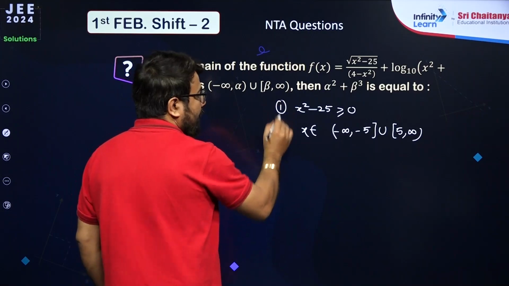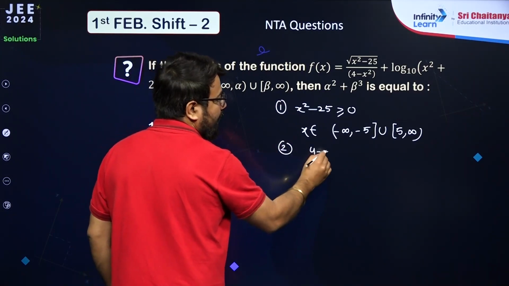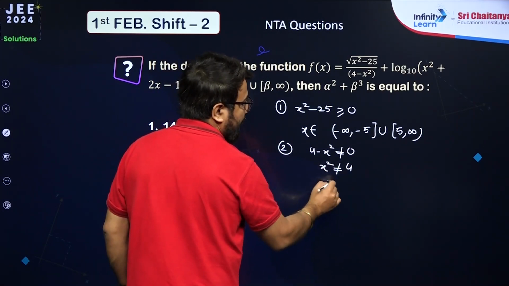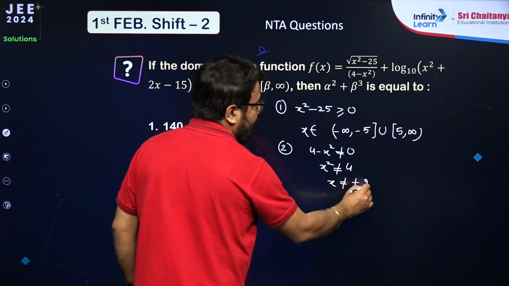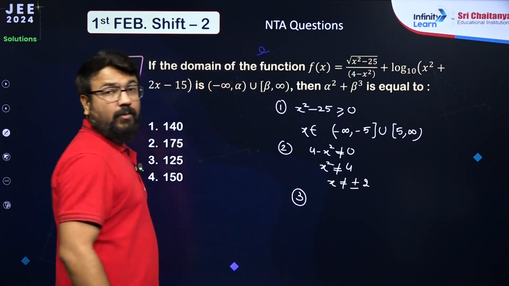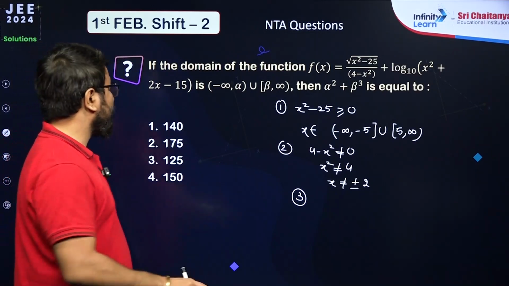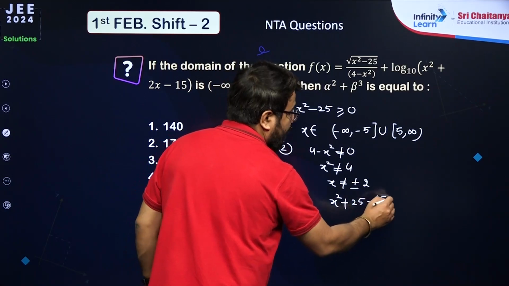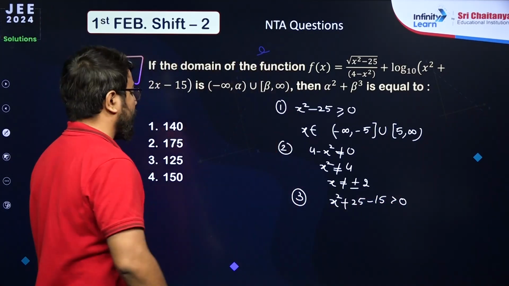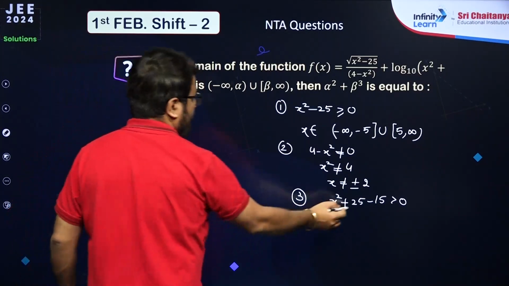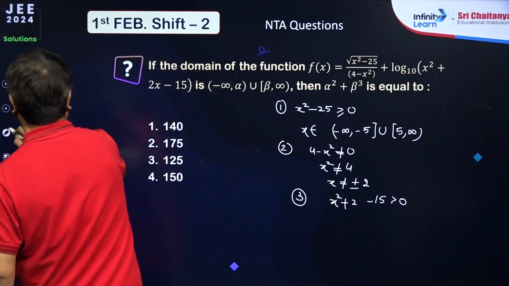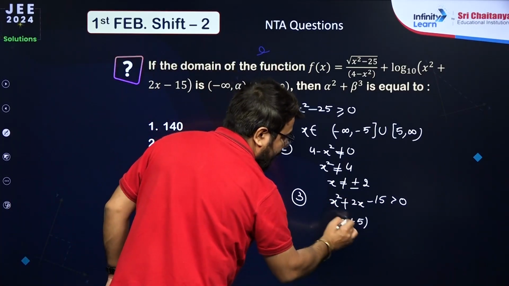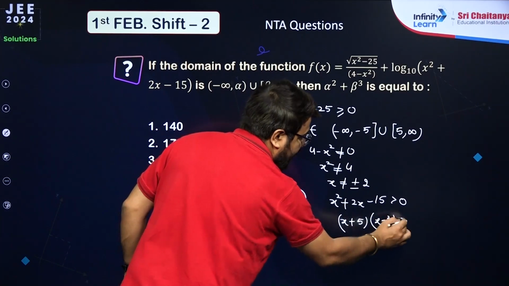Now the second part. The quantity in the denominator should not be 0. That means x square should not be equal to 4, and x should not be equal to plus 2 or minus 2. Now the third quantity is the quantity in the logarithm, x square plus 2x minus 15, which should be positive. Let us try to factorize it. The factors will be 5 and 3. It will be (x plus 5)(x minus 3) and should be greater than 0.